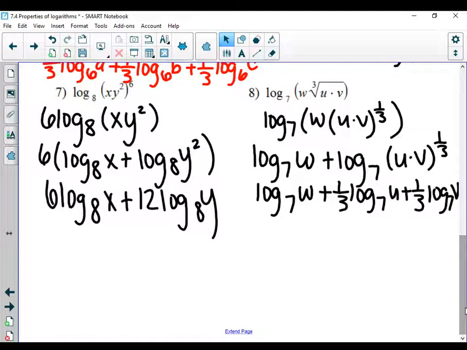Those of you who can't see it, there's a V off to the side. So log base 7 of W. W is not in the cubed root, so this does not get a 1/3 with it. But since we're still multiplying all of those through, we're still adding when we expand them. Then we bring the 1/3 to the front of the U and the V, and we have our expanded version of this logarithm. I hope expanding helps, because we're going to condense here in a second.